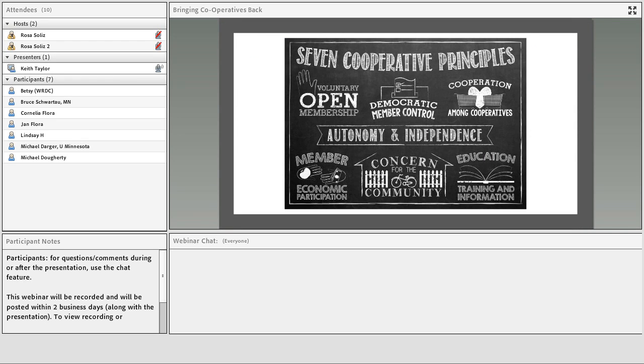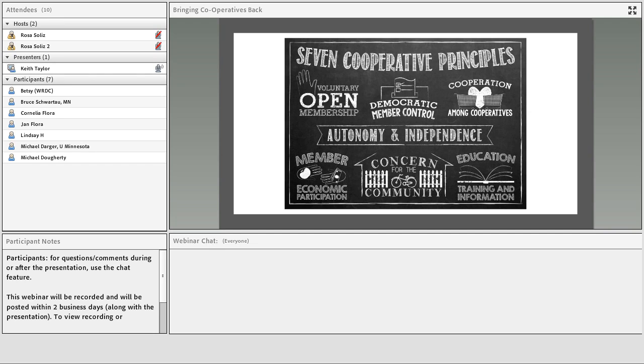Now, the reason why this matters is cooperatives are predicated on these seven principles. And these principles are enshrined to some extent into law. So it guarantees that those folks that use cooperatives have a voice in making sure the cooperative meets their local needs.